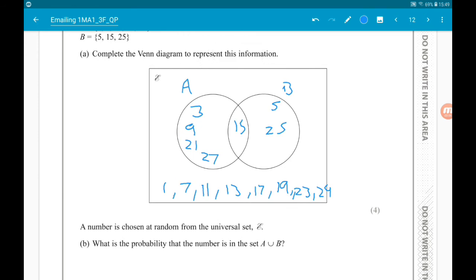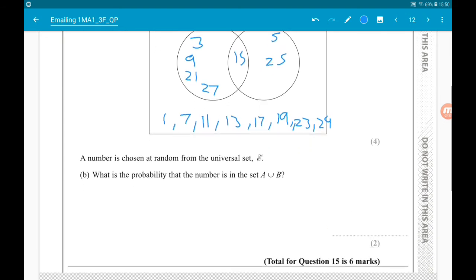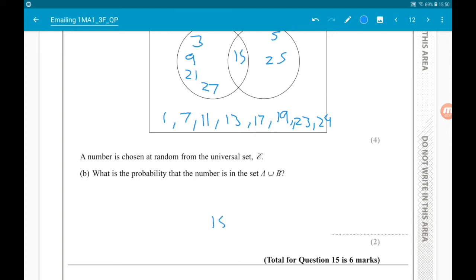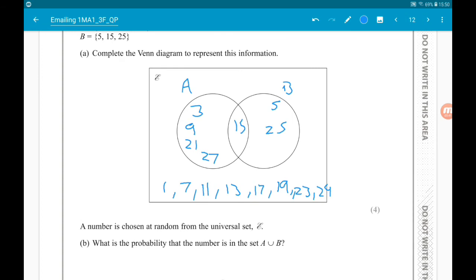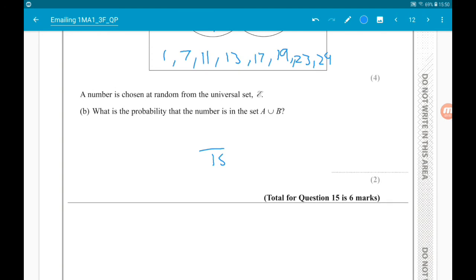Part B says a number is chosen at random from the universal set. We're asked, what is the probability that the number is in the set A union B? So what that means is A or B or both. So altogether we have 15 numbers in the universal set. So the bottom of the fraction is 15. Then we need to know how many numbers are inside the circles. So I'll make it 7. So the probability is 7 out of 15.